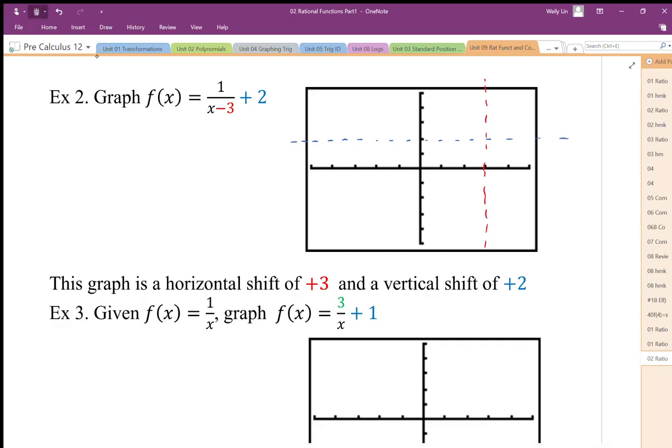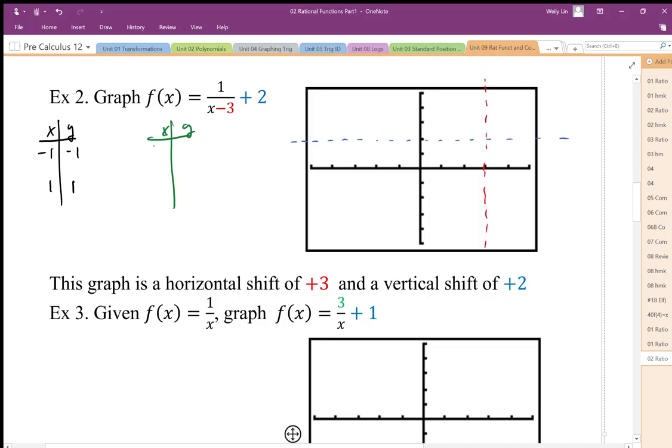Again, I can change my table of values. The two reference points I had were (-1, -1) and (1, 1). So the transformed coordinates become 3 to the right, so +3, +3, 2 up, so +2, +2. And then I have my reference points, 2 over 1 up, there's my point, and 4 over 3 up. Those are my references, and I can sketch in my transformed reciprocal function.